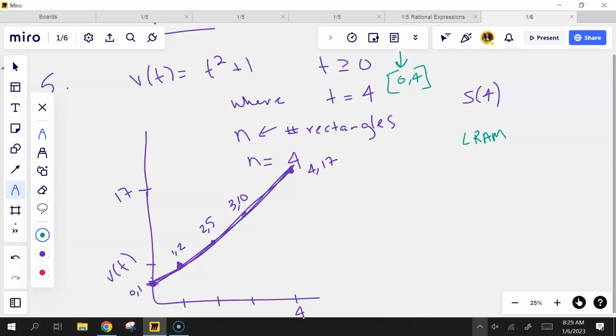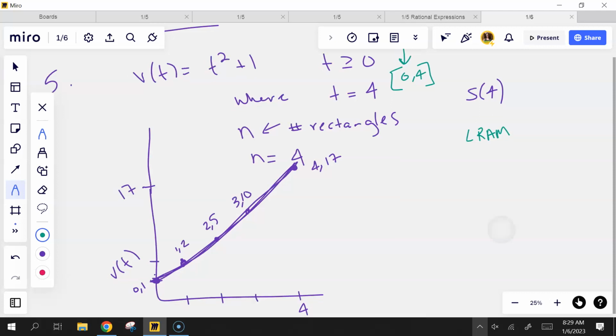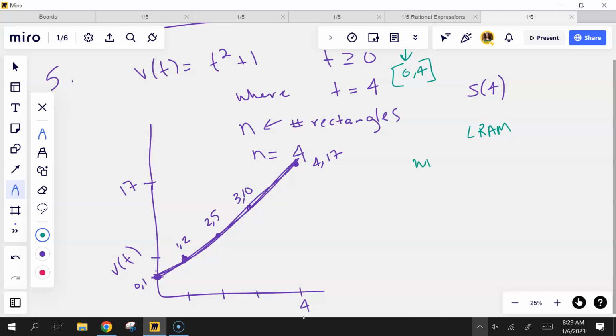Are we all okay? If I have 4 rectangles and I'm going from 0 to 4, and it's not quite so even, to find our width, we can do right endpoint minus left endpoint divided by n, which is your number of intervals, right? I want 4 equal intervals. So 4 minus 0 would be 4, divided by 4 would give me 1. That tells me the width of each rectangle is going to be 1. Is everybody okay there? Okay.